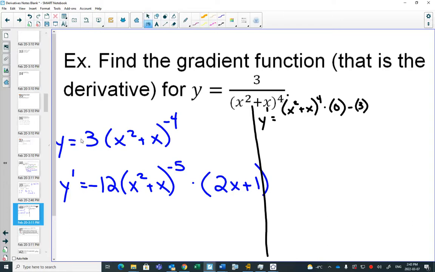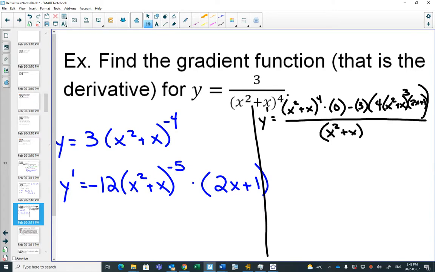And the derivative of the bottom would be your chain rule. So your 4 would come out in front. Keep the inside the same. Subtract 1 from the exponent, multiply by the derivative of the inside, over the bottom squared. If I square a 4, that'll become a power of 8. This is also the right answer.